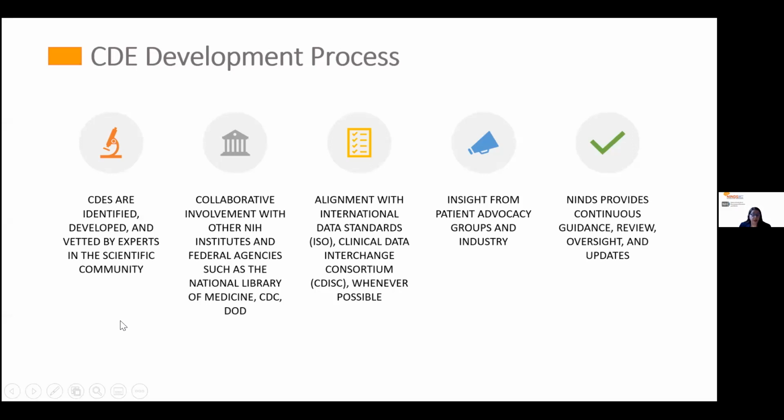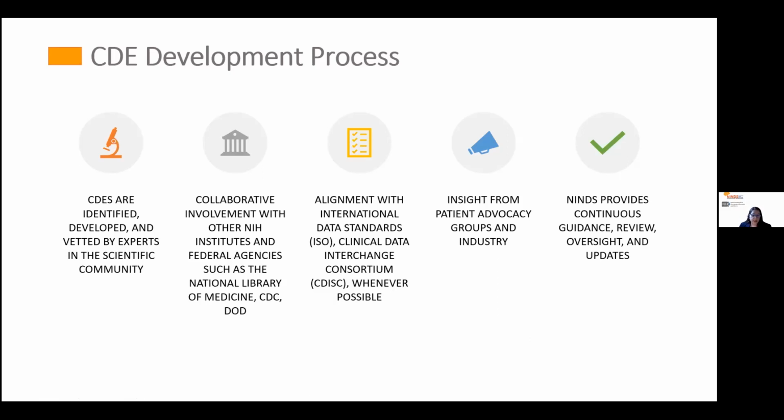As soon as the COVID pandemic started and we needed to collect data in large numbers, we needed a standardized way of collecting data. So we developed CDs, and this was an NIH effort. As I mentioned before, this is a collaborative involvement with very different entities at NIH, other federal agencies, National Library of Medicine, CDC, DOD, and nonprofits, academia, etc. And as I mentioned before, we try to align with international data standards. We try not to reinvent the wheel.